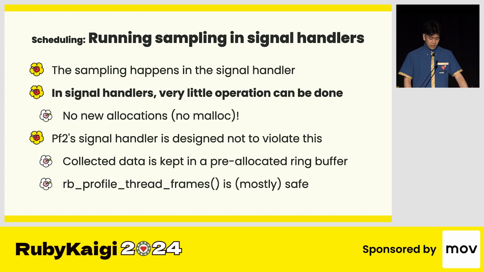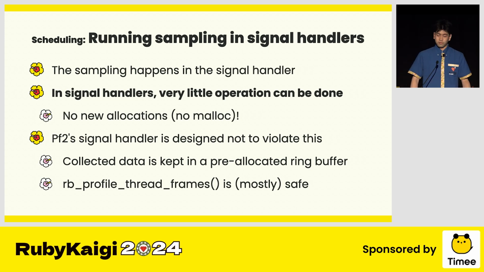We've seen that sampling happens in the signal handler. In signal handlers, it's very important to remember that very few operations can be done. The most important part is that we can't do new allocations. I have designed the signal handler not to violate this. The collected data is kept in a pre-allocated ring buffer, and all the APIs we call are meant to be signal safe.